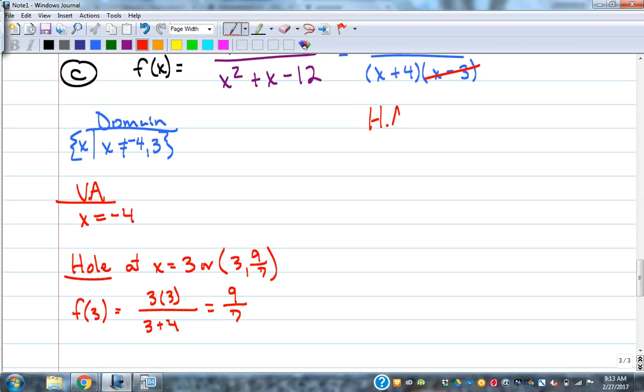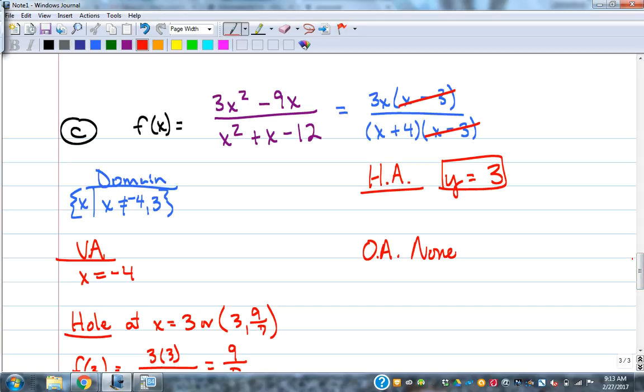Okay. Horizontal asymptote or oblique. Why? Degrees are the same. What's the horizontal asymptote then? Y equals 3. If the degrees are the same, it's the ratio of the leading coefficients. So 3 over 1. Okay. That 3 over 1 or this 3 over 1, it should be the same. I like that. Okay.